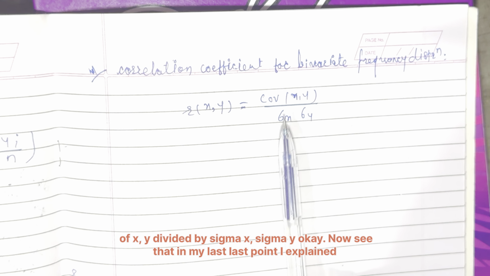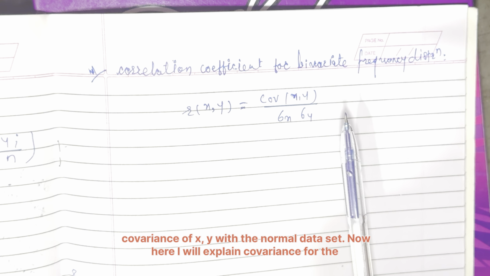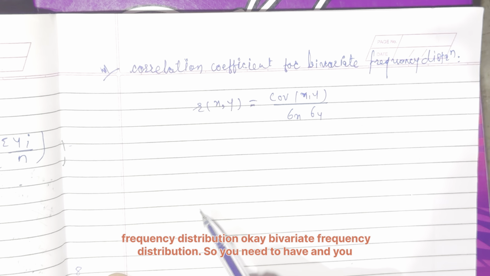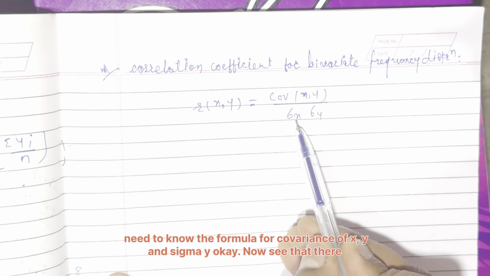In my last video I explained covariance of xy with a normal data set. Now I will explain covariance for the bivariate frequency distribution. So you need to know the formula for covariance of xy and sigma x sigma y.